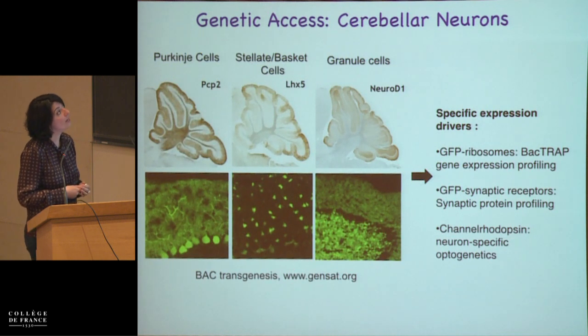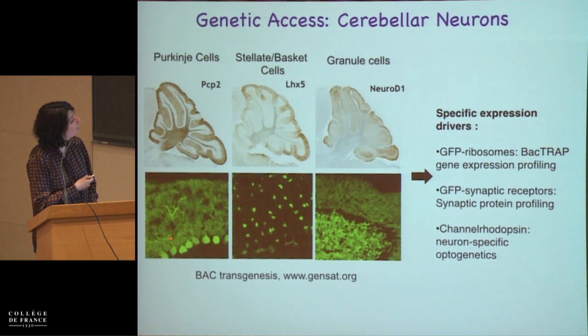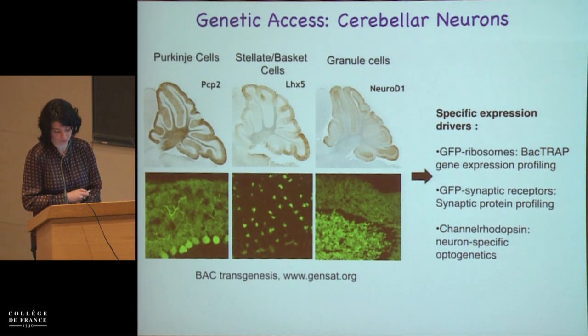Another advantage is that now we have genetic access to each cell type in this network. And this is illustrated here with this slide of the use of bacterial artificial chromosome to generate transgenic mice. And here this illustrates how we can drive GFP expression, specifically either in Purkinje cells, interneurons, or granule cells, depending on the regulatory elements that you have on the specific BAC. And using this strategy, this BAC transgenesis, this type of drivers, we can now do many manipulations in the mouse. Neuron-specific optogenetics, if you drive the expression of channelrhodopsin in a given neuron of interest, but also gene expression profiling using the BacTRAP technology or synaptic protein profiling, as I'm going to illustrate later in my talk.